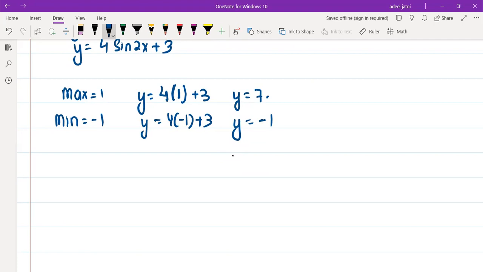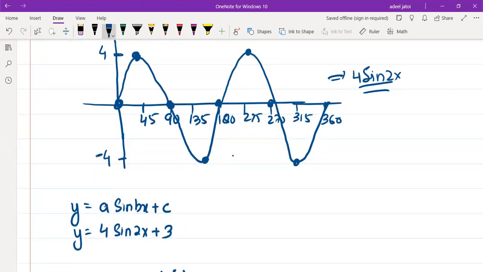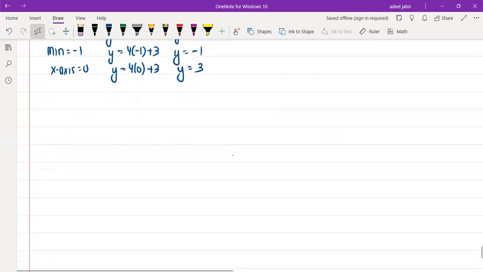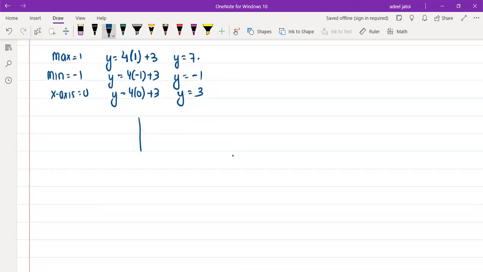But now you need to understand the x-axis used to be what? 0. Y is equal to 4, 0 plus 3. But now you have a new x-axis. New x-axis is at the place of what? Y is equal to 3. That means the graph used to cut the x-axis at 0, 90, 180. But now this line will be shifted 3 points upwards. Why? Because the y-axis has now changed. So if I want to create the graph, it will go like this.